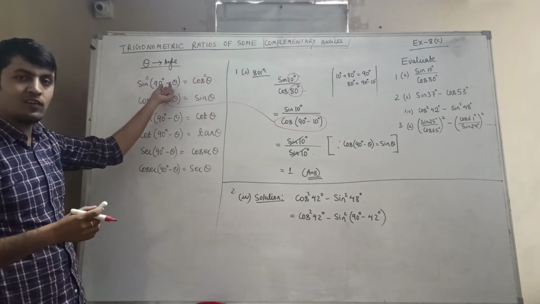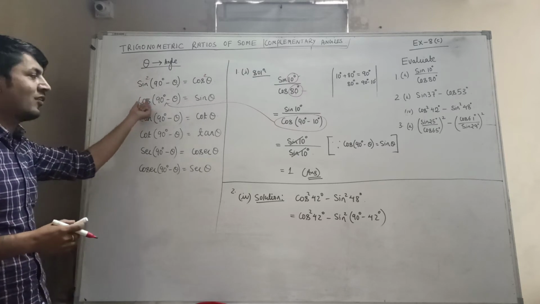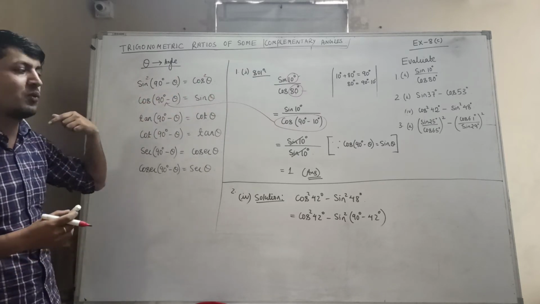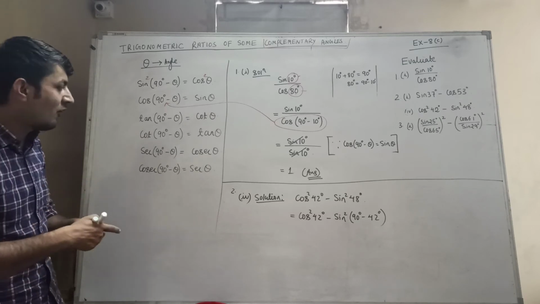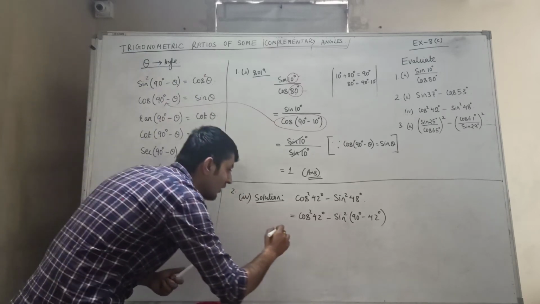Sin square 90 minus theta will be cos square theta. Cos square 90 minus theta will be sin square theta. So it will work for your square also. No need to be worried. Now let us see the next slide. What is going to happen?